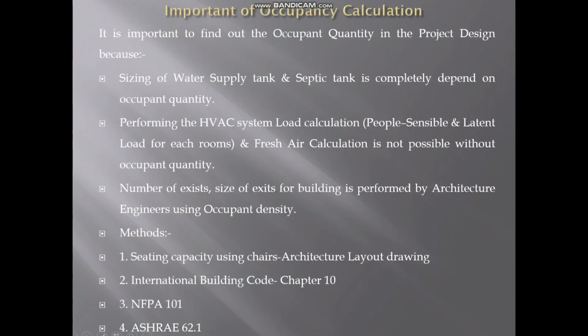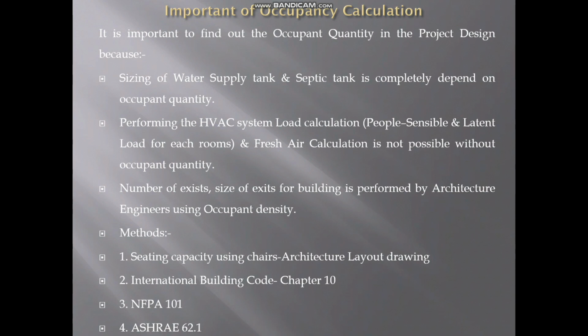And the third thing is, it is important for the architectural engineer to decide the number of exits and size of exits. It means the dimension of the exits. For that also, occupant quantity plays an important role.